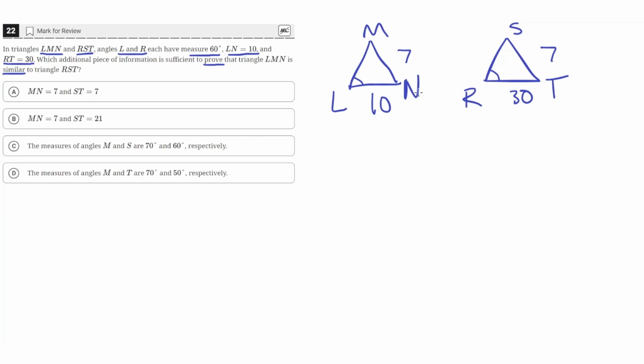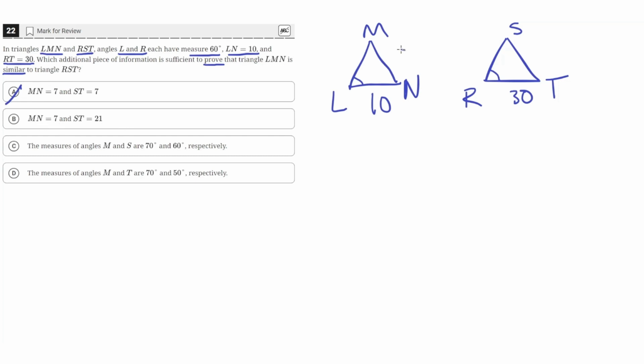That doesn't prove that these two triangles are similar, because the fact that LN and RT are 10 and 30 suggests that the sides on this triangle are 1/3 the sides on this triangle, if they were similar. But if both of these are 7, then these two cannot possibly be similar triangles, because there's not some constant dilation factor to get from one triangle to another. So A is incorrect.